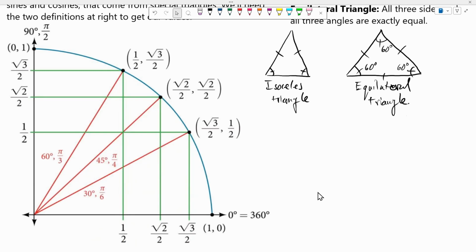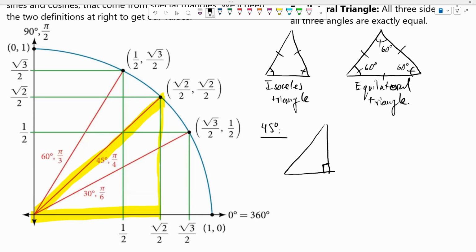So the first one I'm going to do is this one. I'm going to highlight the triangle. This one's the 45 degrees. So I'm going to take that triangle out and draw it separately right here. This is a right triangle, right? We know that this angle is 45 degrees. Since this angle is 90 degrees, we can automatically say that this other angle is 45 degrees.